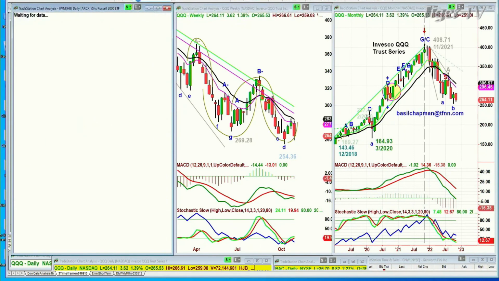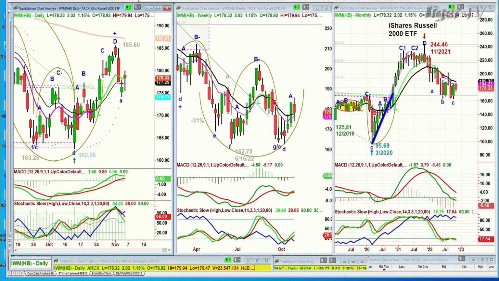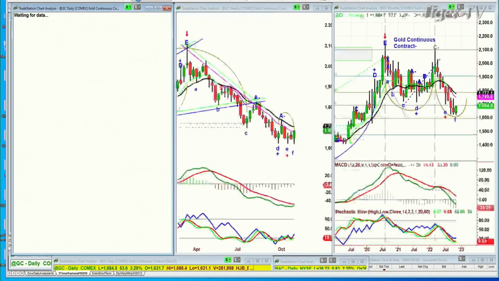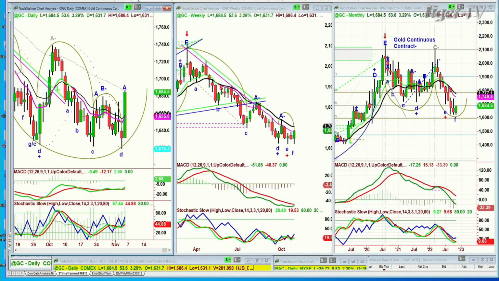IWM is doing very nicely. It needs 180, it's at 178. Gold is looking really good. For gold to continue higher, it can't have these 1 or 2 day spikes and then give it up. Gold needs to get and hold 1720. It's at 1684 right now. Very nice candle.